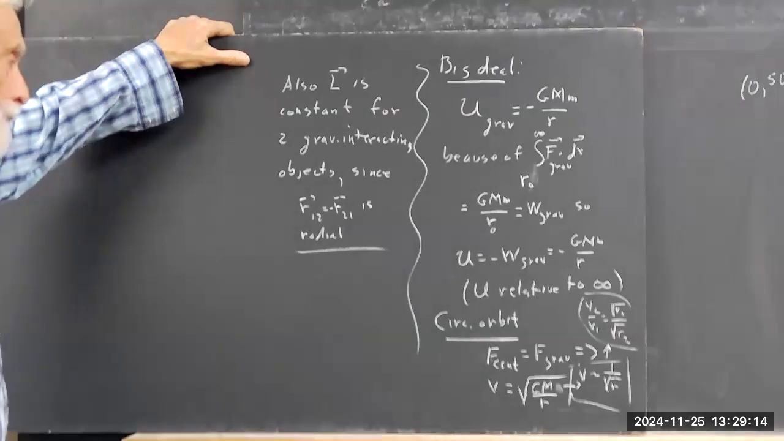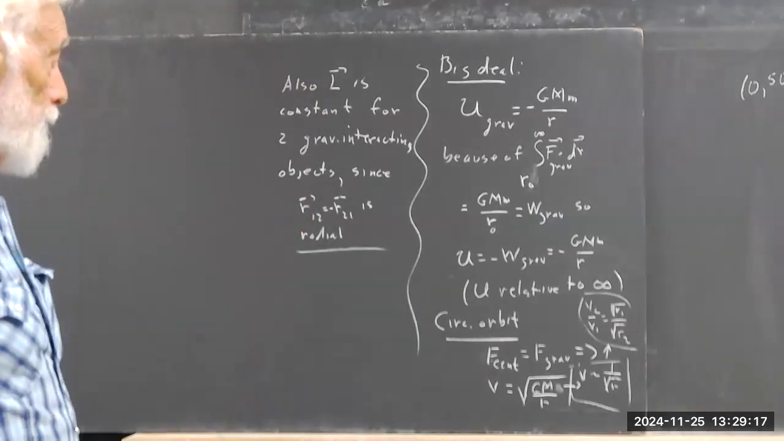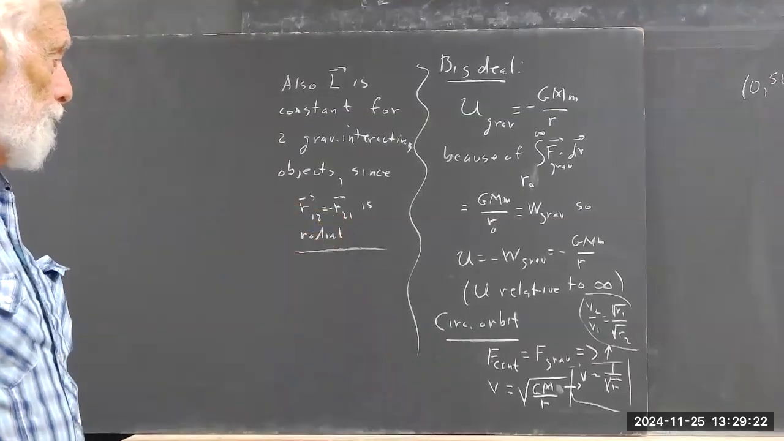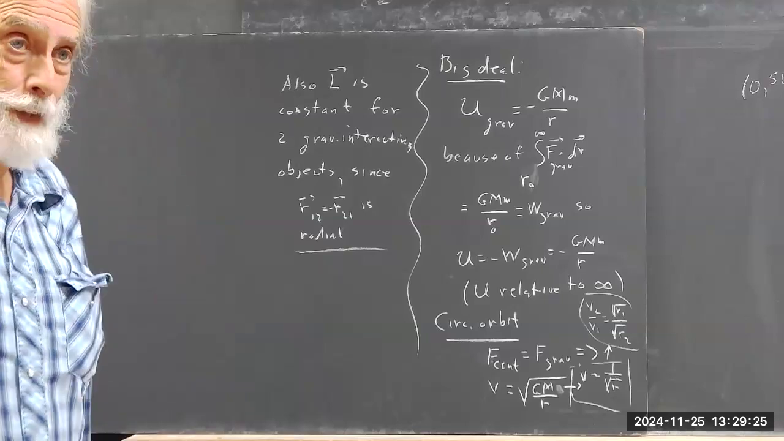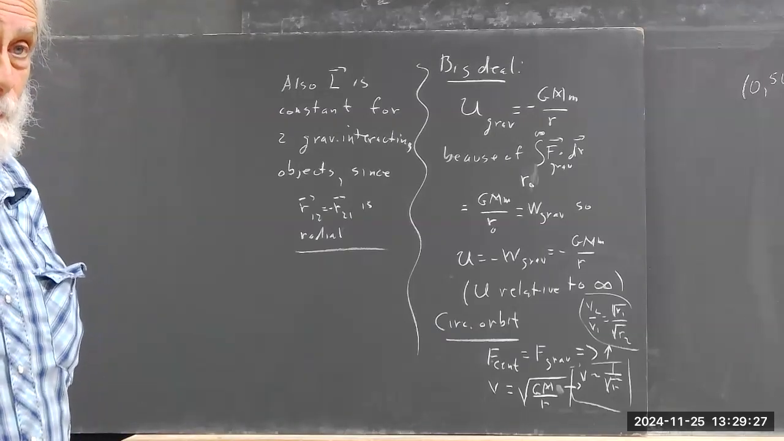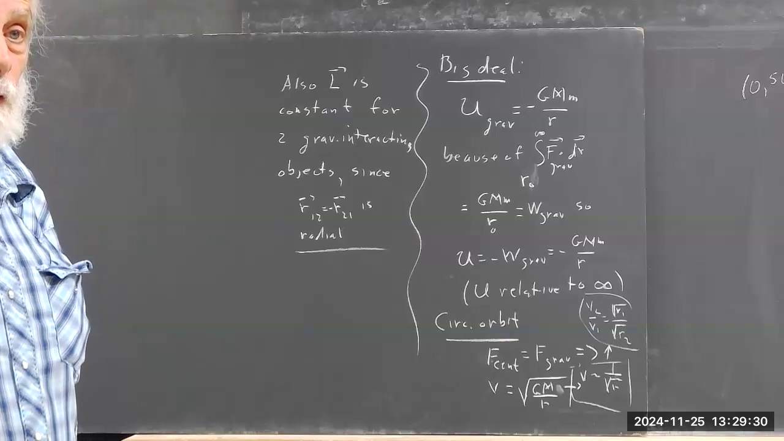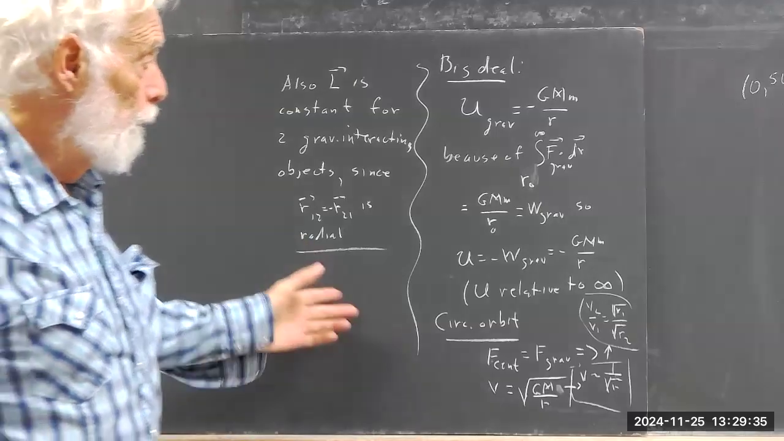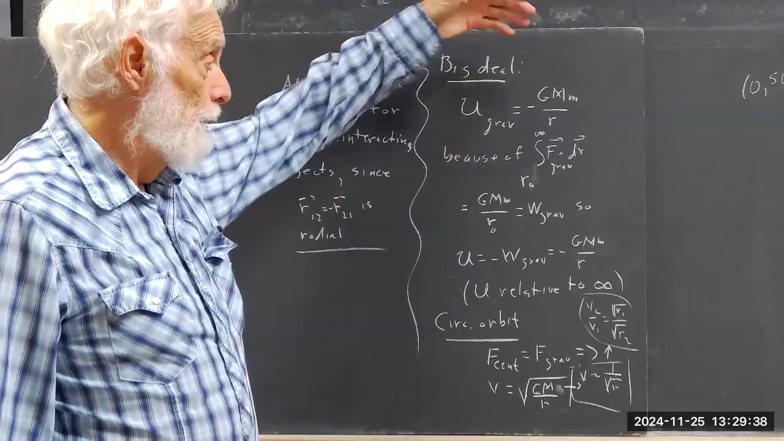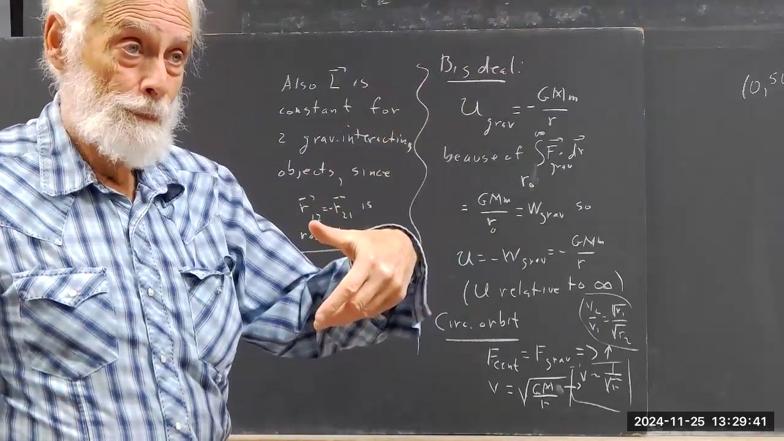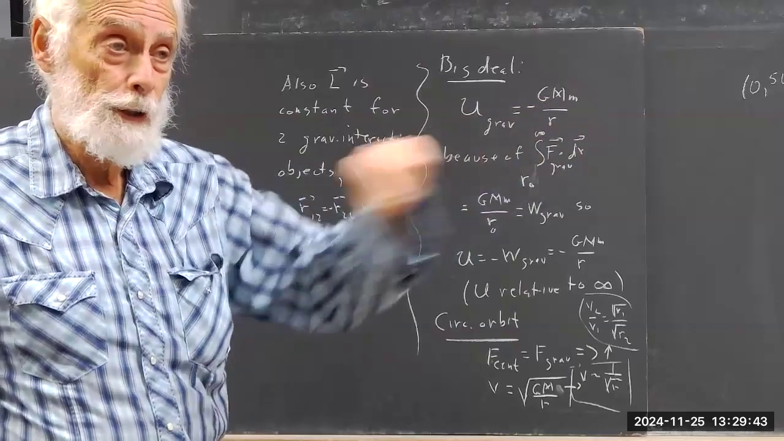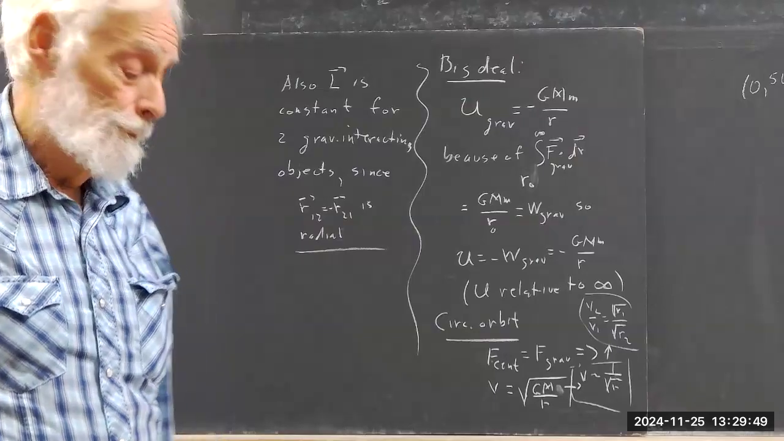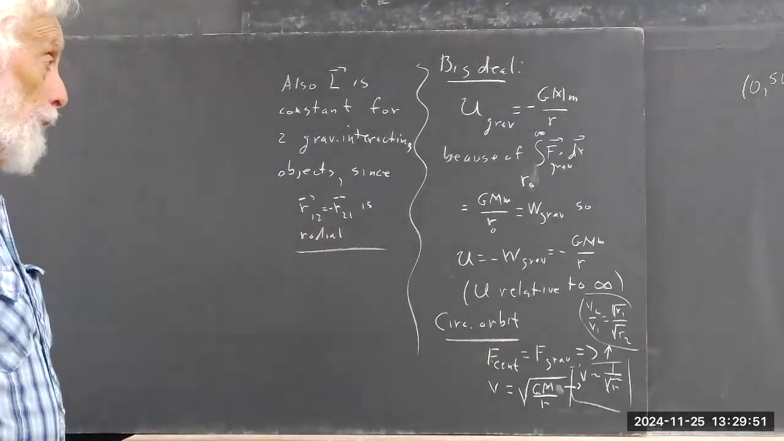I'll just make a short statement that angular momentum is constant for two gravitationally interacting bodies or objects, since R12 equals negative R21 is radial. And remember that Newton's law of universal gravitation tells you that the force of interaction is negative big G, big M, little m over r squared times a unit vector from one object to the other, which is radial. That's what I mean by radial. Okay.